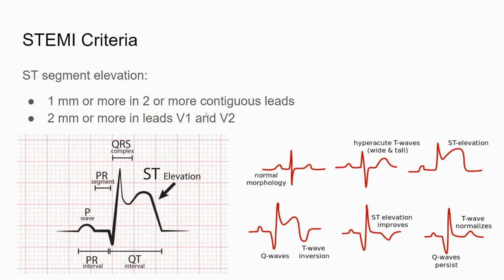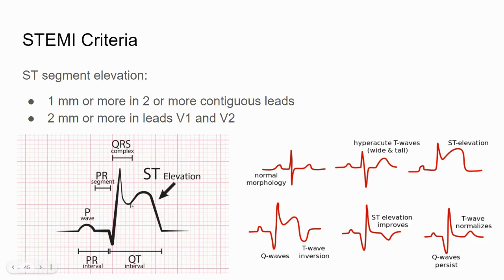What we're going to be looking for is 1 millimeter or more of elevation in 2 or more contiguous leads. If it's in leads V1 and V2, we're going to be looking for at least 2 millimeters or more of elevation. So here we have our P wave, our PR segment, our PR interval, our QRS complex, our QT interval. But here you can see we're not coming back down to our isoelectric line. We have elevation of the ST segment.